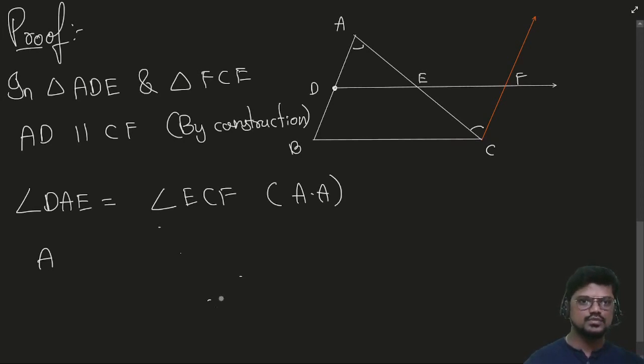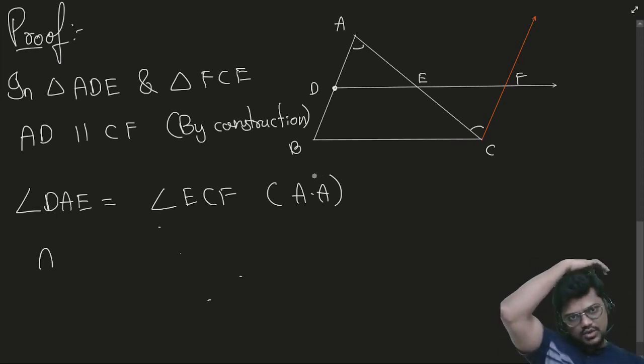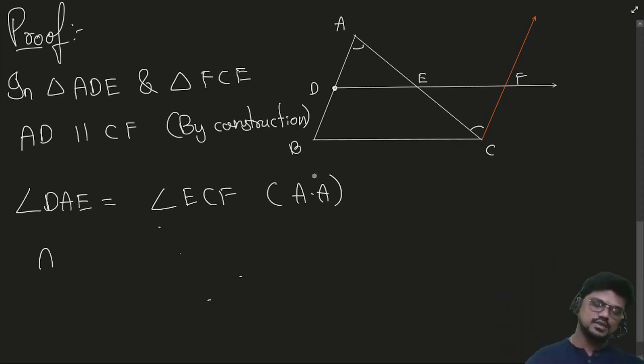Sir, we can say DF equals FD, common side. No, how can you say DF equals FD? Sir, DE is equal to EF. But how do you know it? We do not know it, no? Sir, we can say angle AED is equal to angle FEC, that is vertically opposite angles.